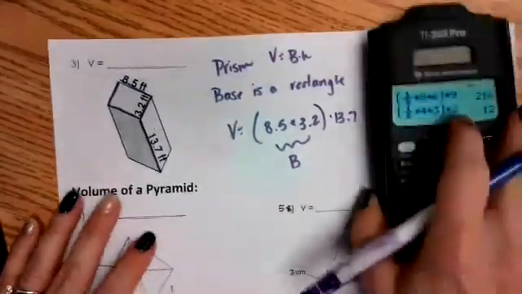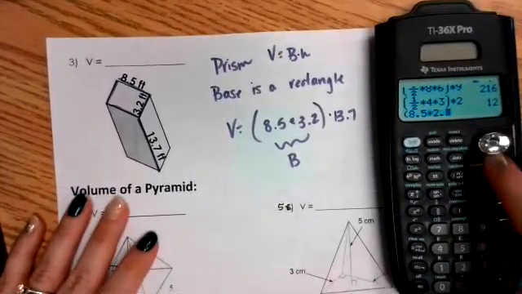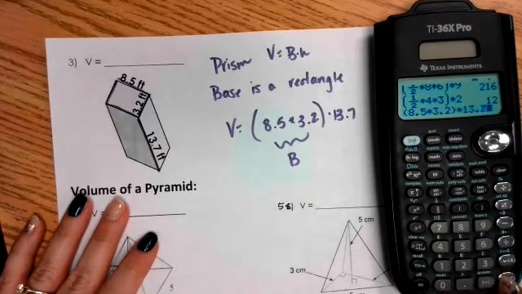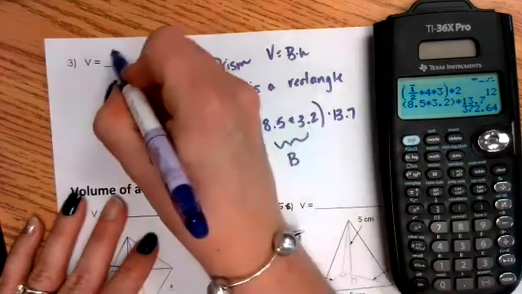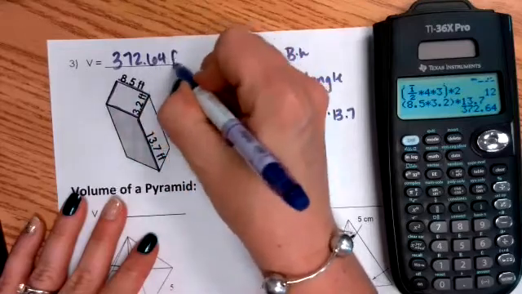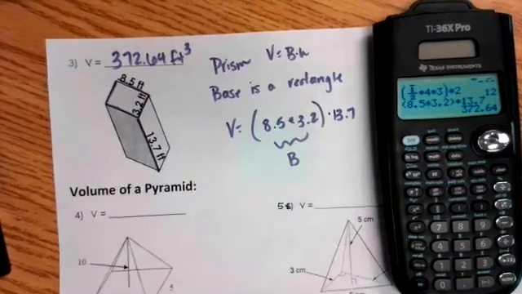I'm just going to type this in. 8.5 times 3.2 times 13.7. So anytime we have decimals, we're going to round to 2 decimal places, and this gives us 372.64, and then feet cubed. You always use your unit cubed.